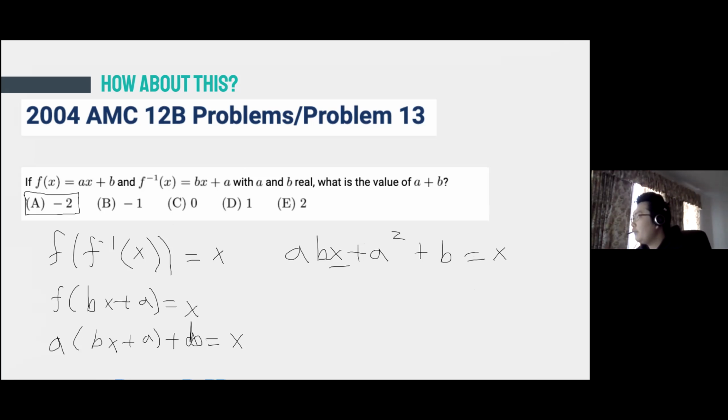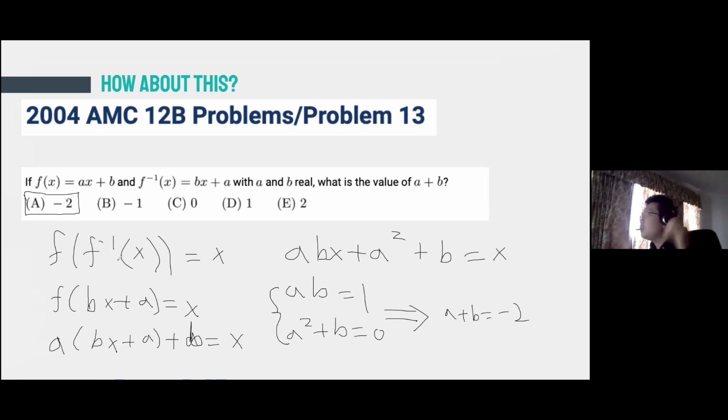Same as last time, we can equate the two coefficients. So ab equals 1 again, and then a squared plus b equals 0. And this again brings us to our same method as before. We plug one of them into the other, and we get a plus b equals negative 2. Any questions?